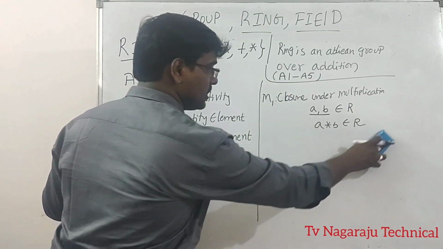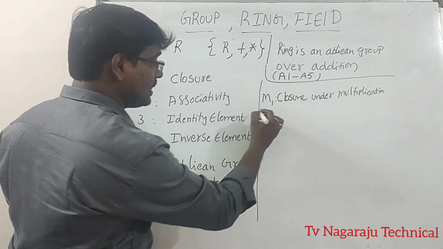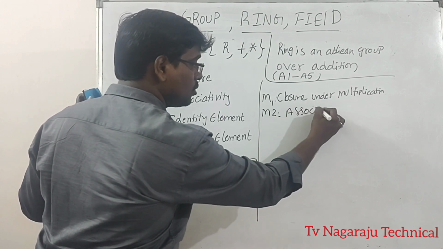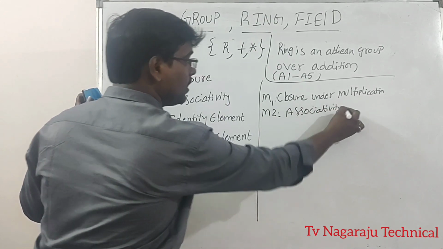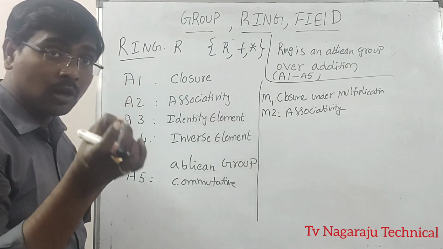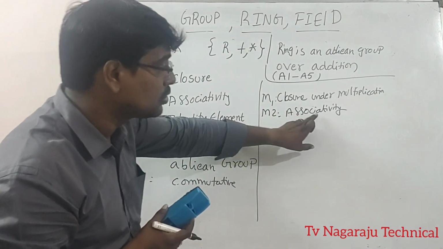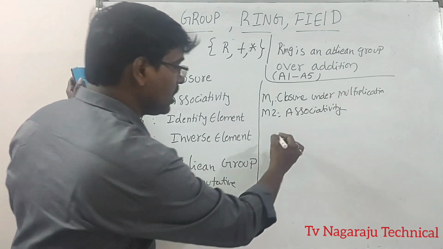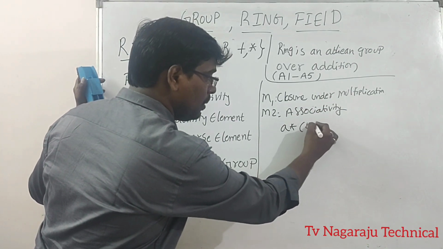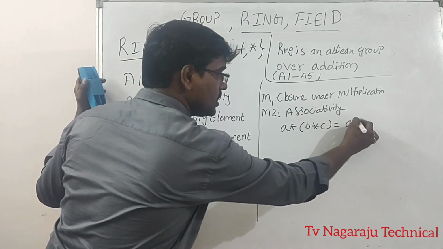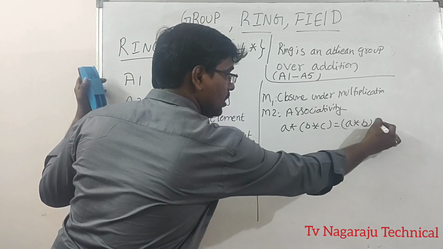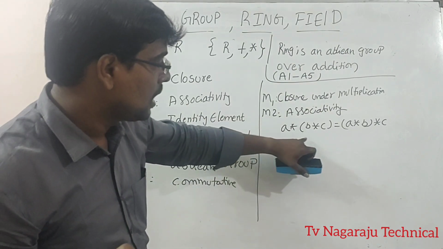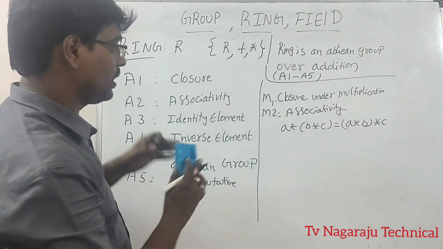Now clear? I will erase this one. Now second one, multiplication associativity. So now the multiplication also satisfies associativity property. So we know what the associative property is. A into B into C is equal to A into B into C. Now multiplication satisfies associativity property.